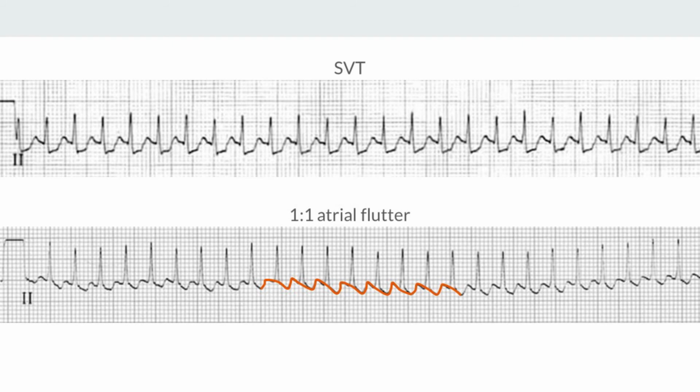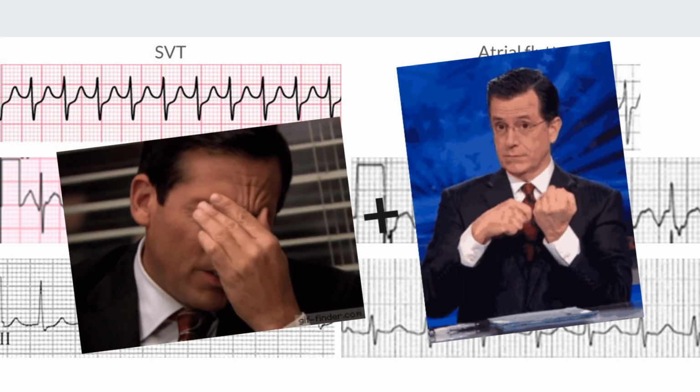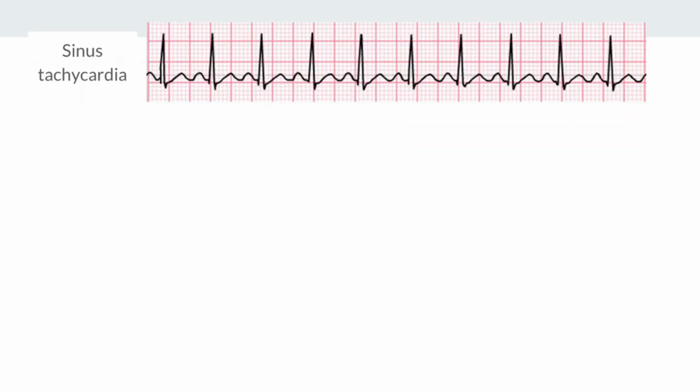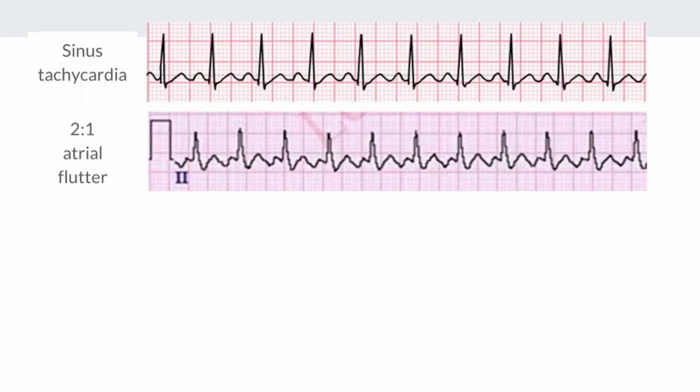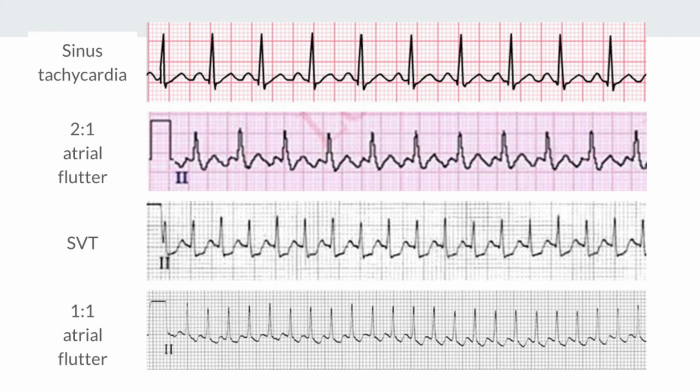Just to mess with you a bit more, here are a few more examples of SVT and 1-to-1 atrial flutter. It's crazy how similar SVT and atrial flutter can look like one another, and I promise I didn't mix these up. This is how I feel about SVT and atrial flutter right about now. So as we've seen so far, sinus tachycardia and 2-to-1 atrial flutter can look very similar, and SVT and 1-to-1 atrial flutter can look very similar.